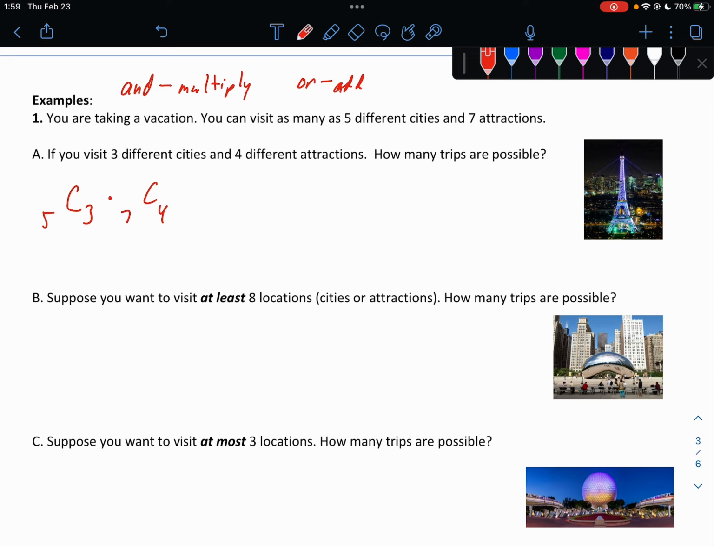All right, I've got my calculator here on my desk, so I'm going to stop going back to the iPad calculator. You should know how to do that by now. But go ahead and do that in your calculator. You should get 10 and 35, which is going to give you 350 different trips.